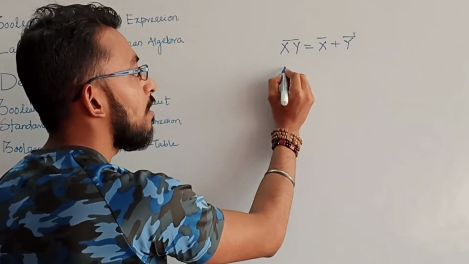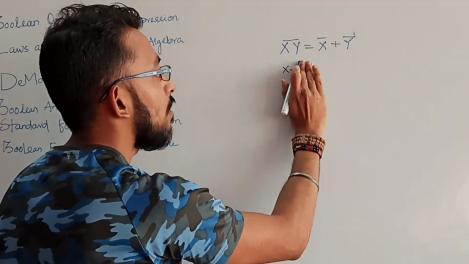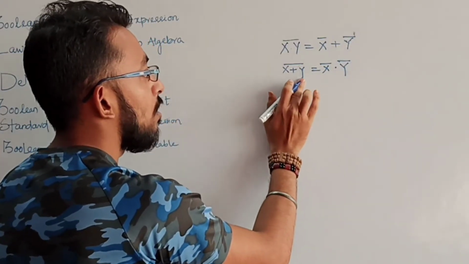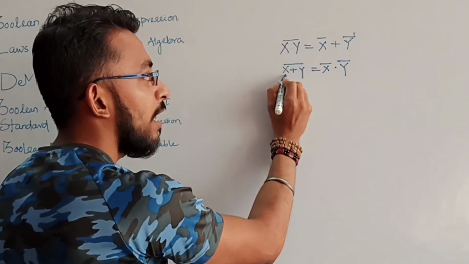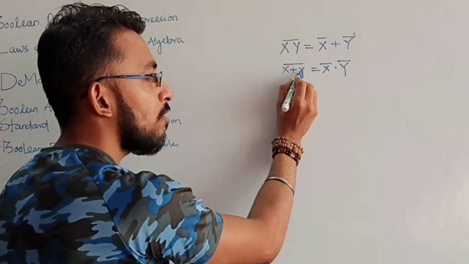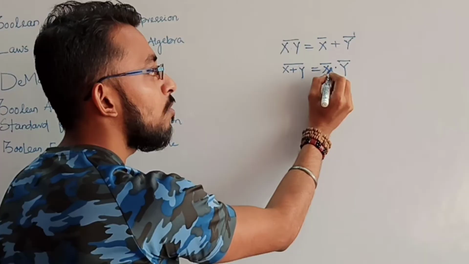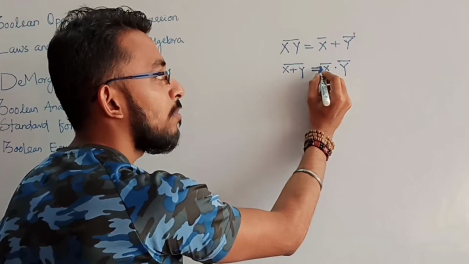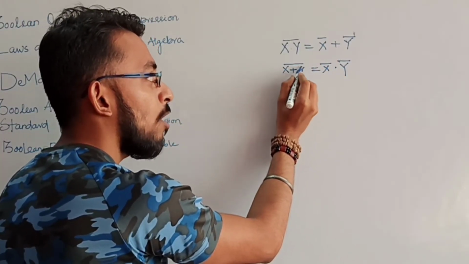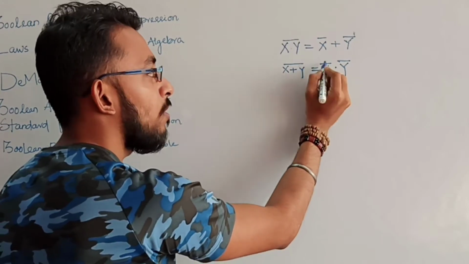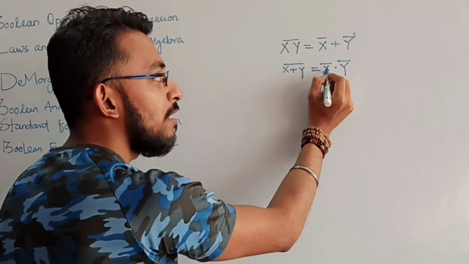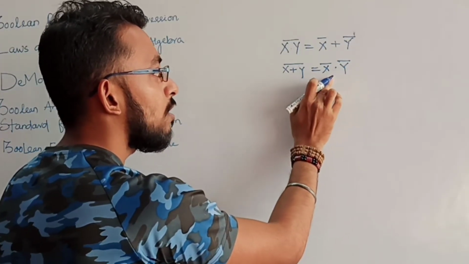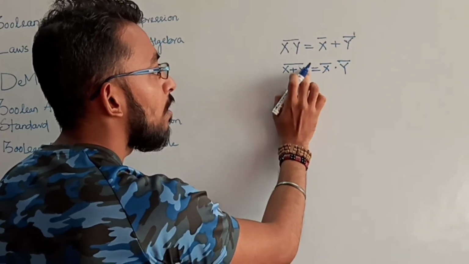What is the second theorem? The second theorem is saying the complement of a sum term. x plus y is a sum, and the complement of the sum term is equal to the product of each complement term. It means I have to first sum x plus y, then take the complement. That value will be equal to the complement of each variable x and y, and then I can do the AND operation. Okay, so these two theorems will help us to solve numericals.